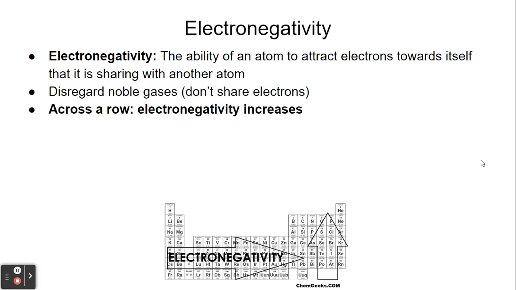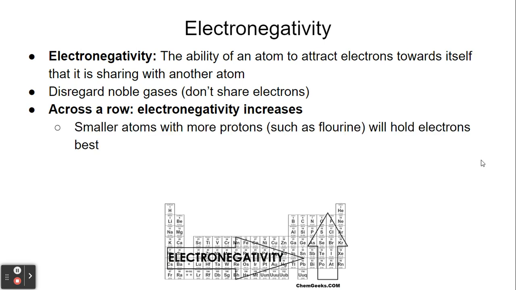As we go across a row, the electronegativity is going to increase. This is because smaller atoms with more protons will hold electrons best. Remember, this has to do with atomic radius again. The closer that those valence electrons, or the electrons that are being bonded, are to that positively charged nucleus, the higher the force they feel. So they're going to hold electrons and pull electrons toward themselves more.